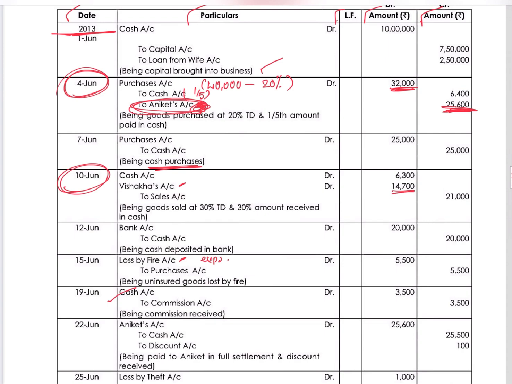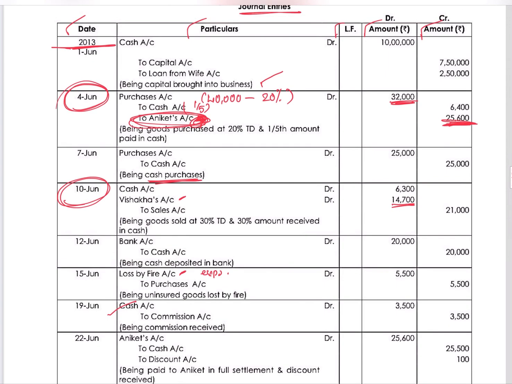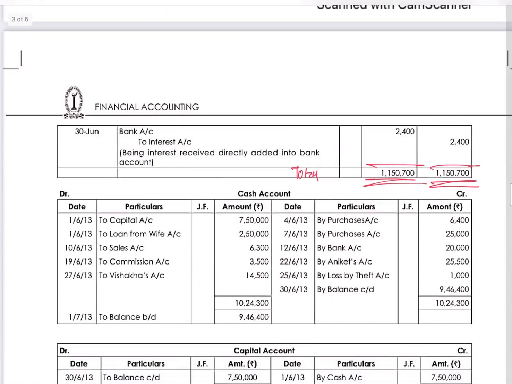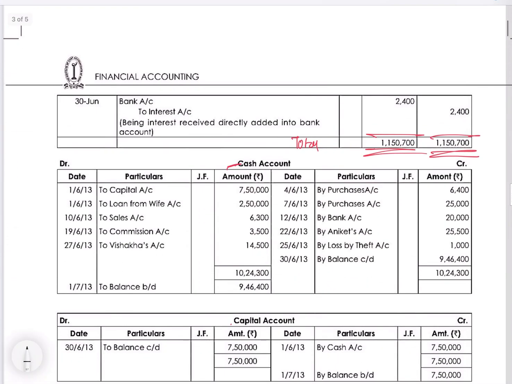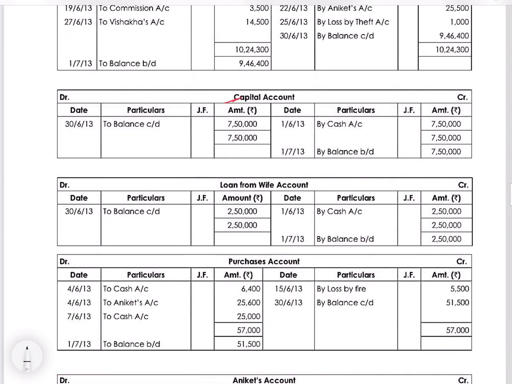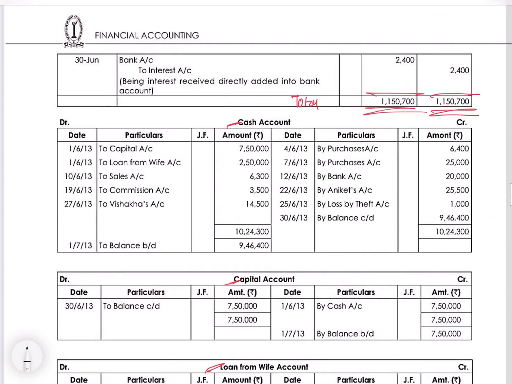For example, I will show you. The first journal entry was cash account debit 10 lakhs, to capital 7 lakh 50, to loan from wife 2 lakh 50. So what will we do? We'll prepare cash account, capital account and loan from wife. 3 ledger accounts we have to prepare. As you know, the ledger format: date, particulars, journal folio, amount on one side, and the same on the other side. This is the credit side and this is the debit side. Now we'll start.